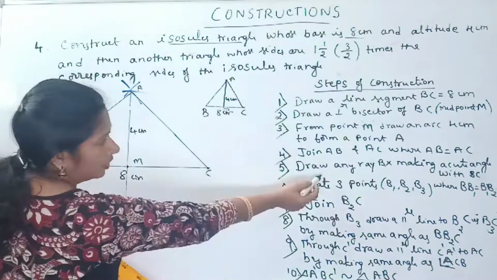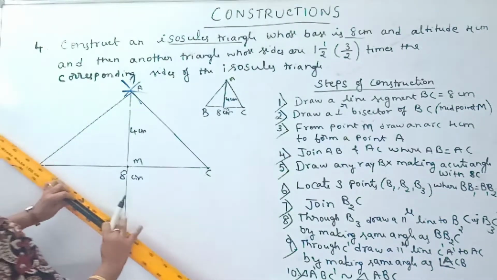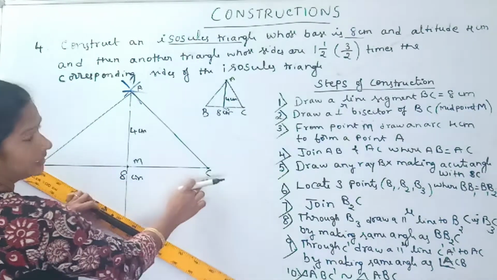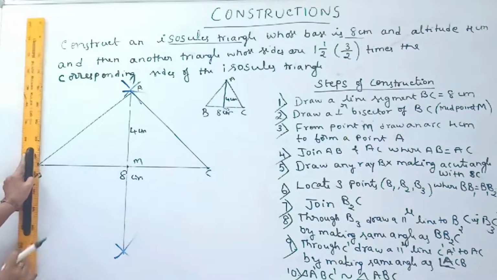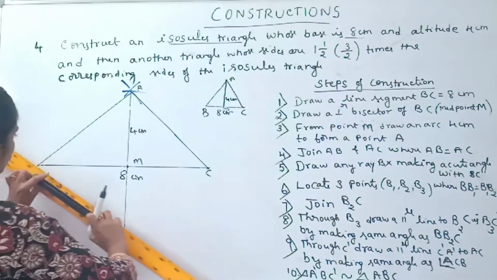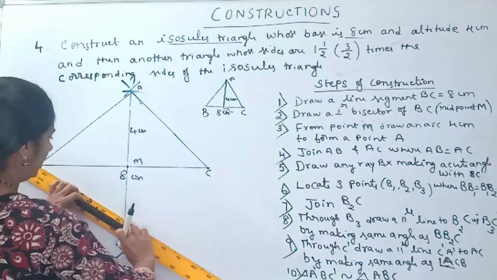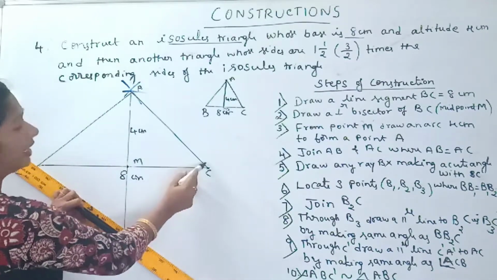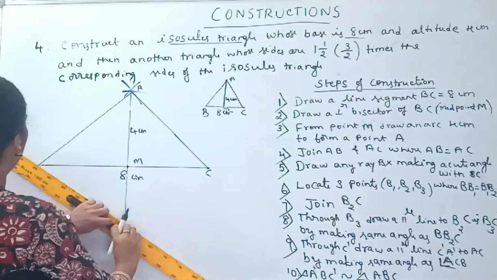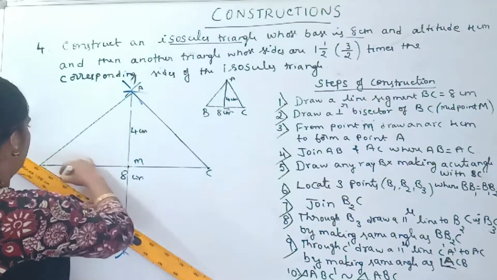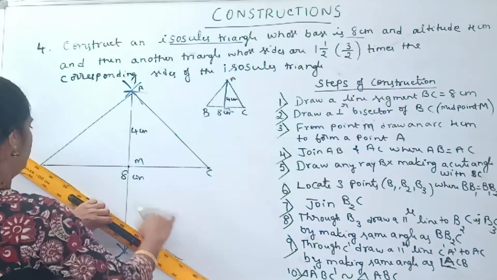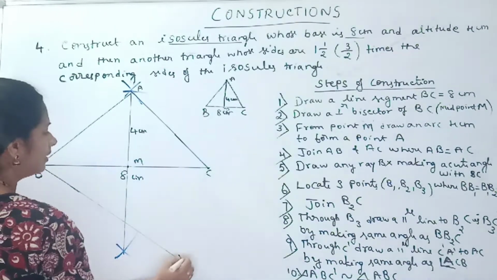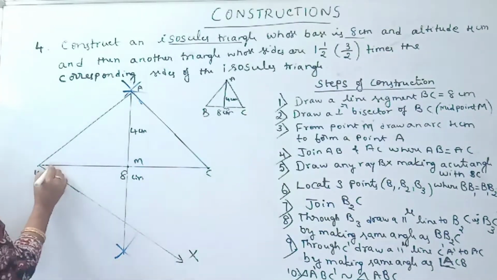Next step, draw any ray BX on BC. Don't draw like this, children, this is 90 degrees. You have to draw a ray BX making an acute angle with BC. So draw one ray BX making an acute angle with BC.